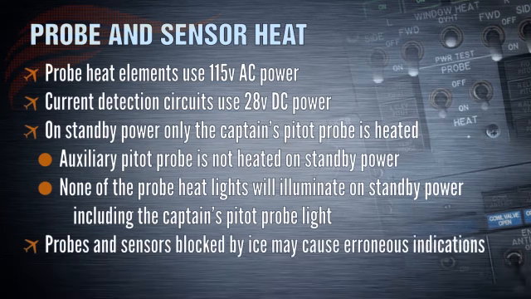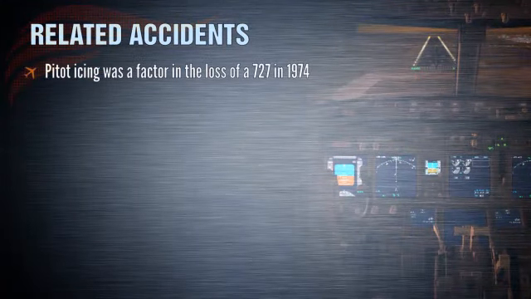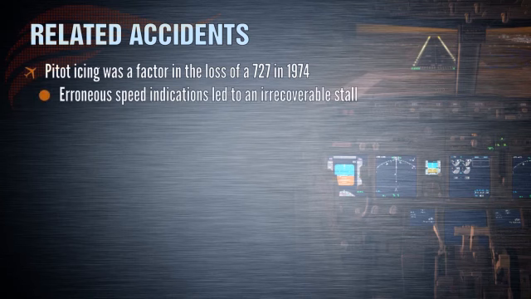Probes and sensors blocked with ice may cause erroneous flight instrument indications, and probe icing has been a causal factor in several air accidents. Pitot icing was cited as a causal factor in the loss of a 727 and its crew in 1974. Erroneous airspeed indications led to a stall from which the crew did not recover.